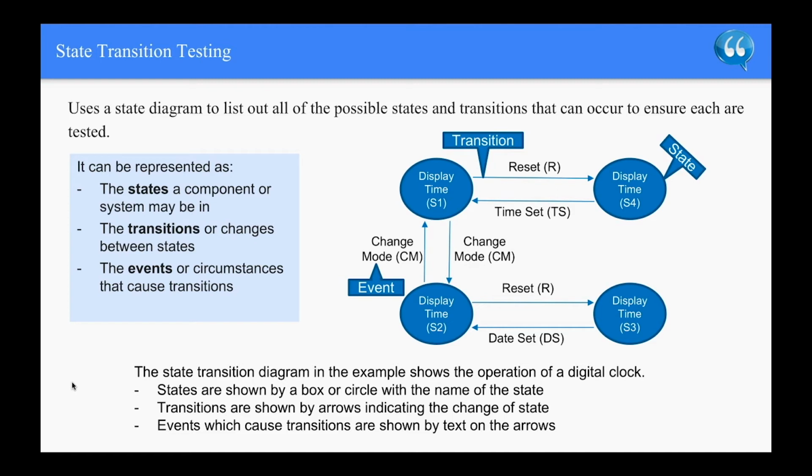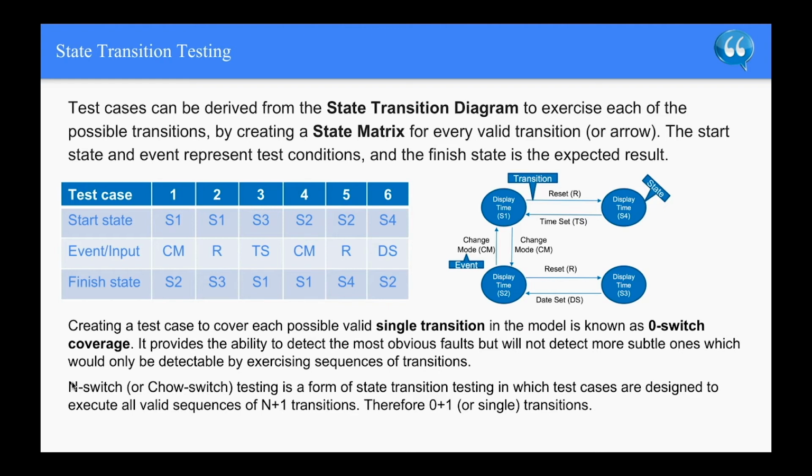States are shown by a box or circle with the name of the state. Transitions are shown by arrows indicating the change of state. Events which cause transitions are shown by text on the arrows. Test cases can be derived from the state transition diagram to exercise each of the possible transitions by creating a state matrix for every valid transition or arrow. The start state and event represent test conditions, and the finish state is the expected result.